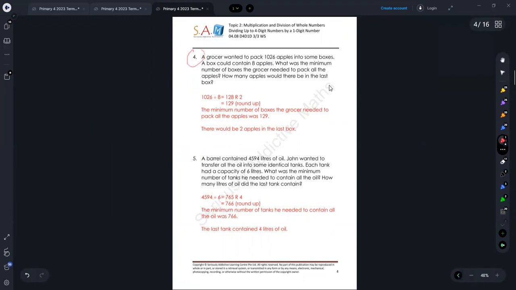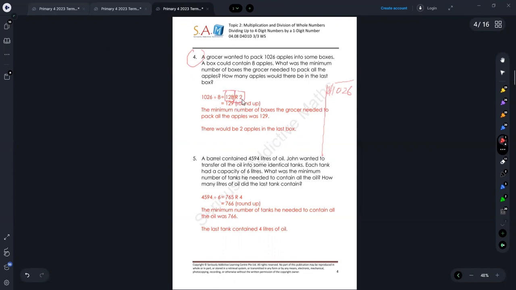Make sure that they have the working written here as well. Let's not forget, they need to show working. So they get a remainder of 2. Some students will say that the question is asking about how many apples would there be in the last box. So the last box is actually 2, because all the other boxes are used up. Altogether, they need 128 boxes, and another 1 box for that remainder of 2 apples.